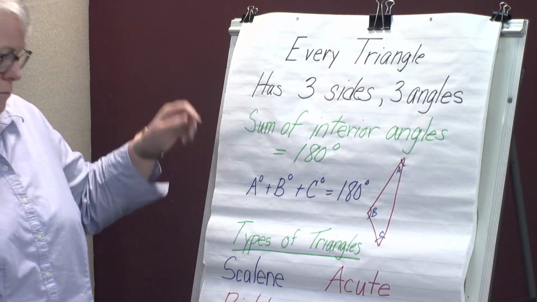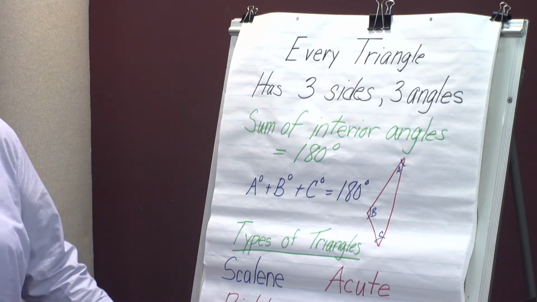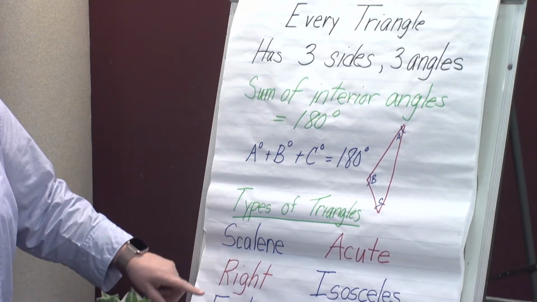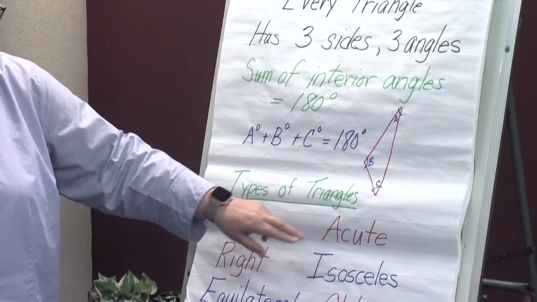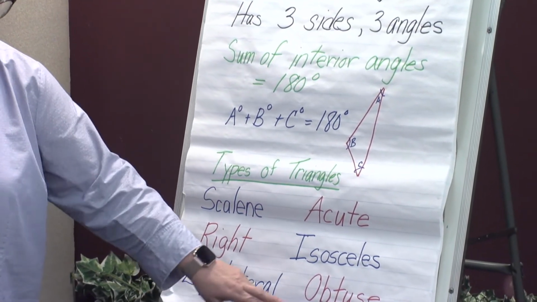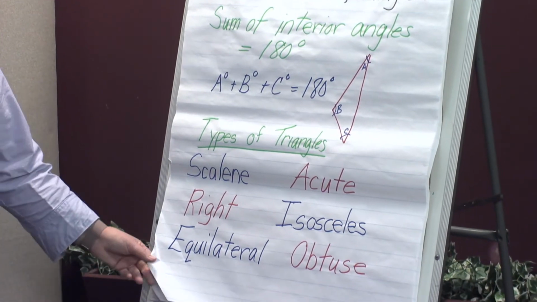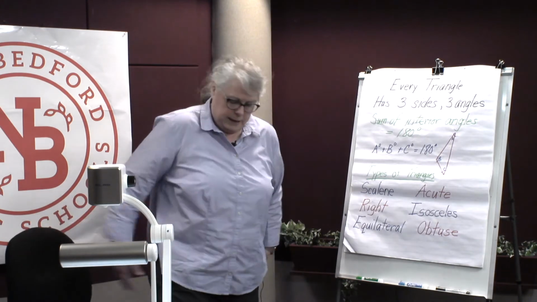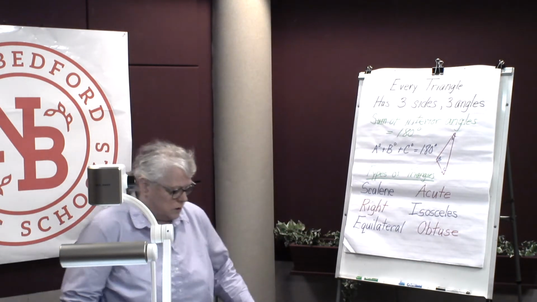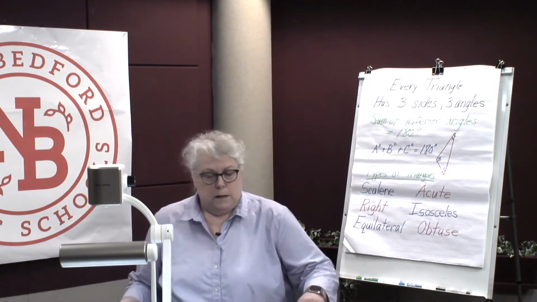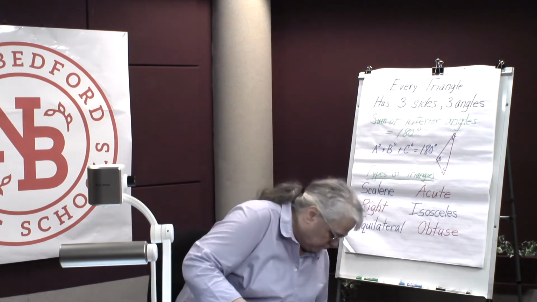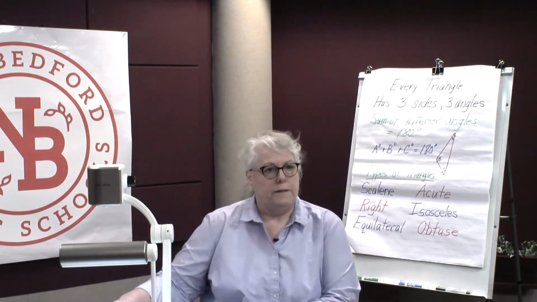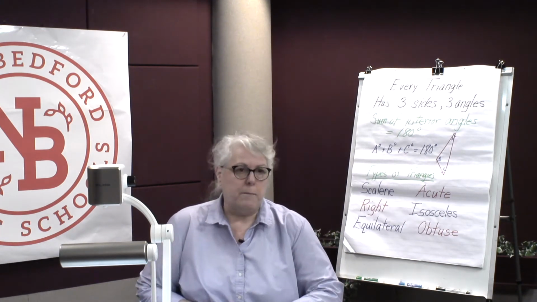Now, additionally, we have 6 different types of triangles we're going to talk about today. One is a scalene, a right triangle, an equilateral, an acute triangle, an isosceles triangle, and an obtuse triangle. All right, and then once we're done with triangles, we'll move on to quadrilaterals. So I'm going to grab my seat, and we're going to talk specifically about triangles.